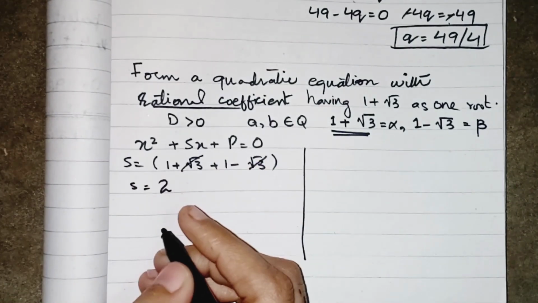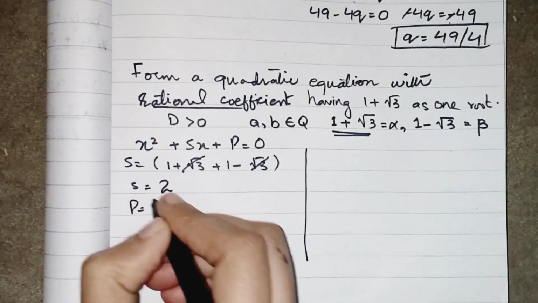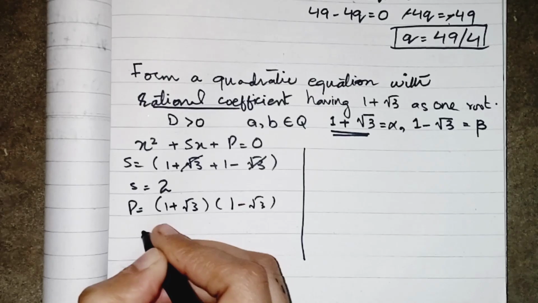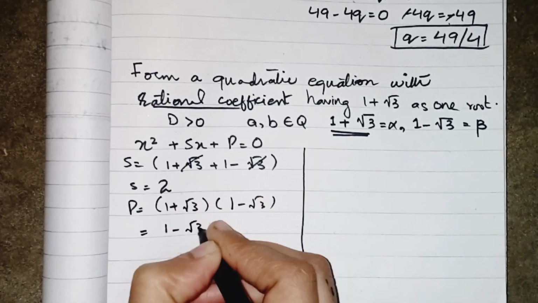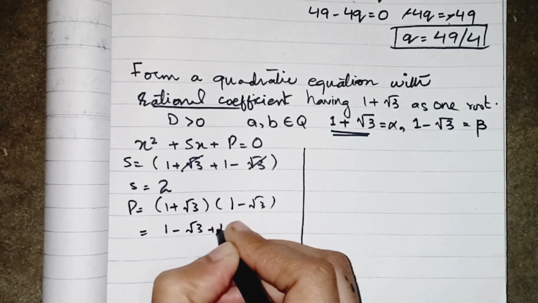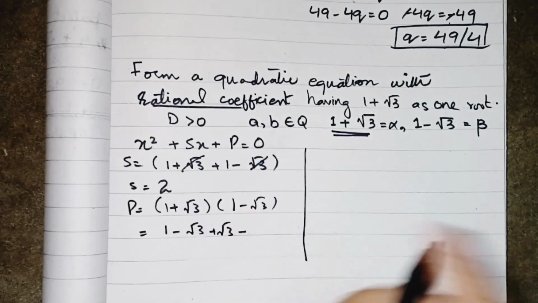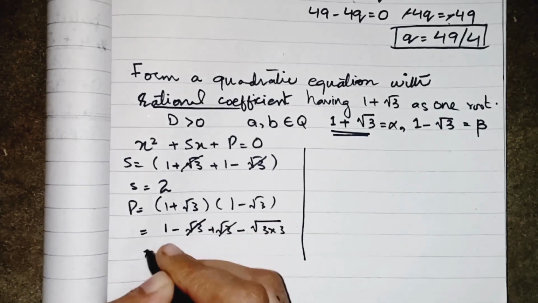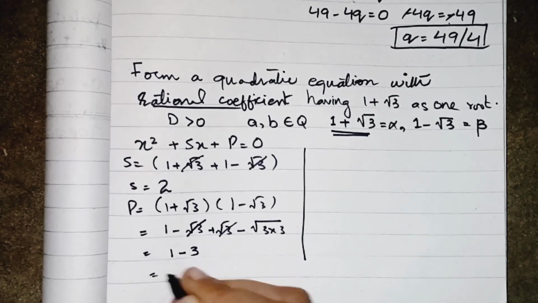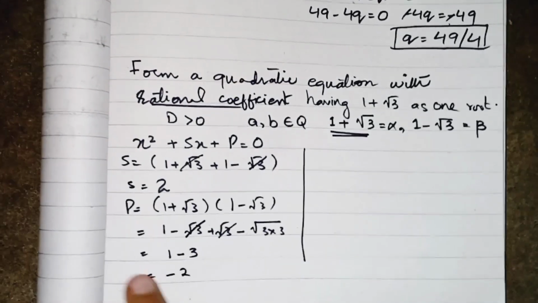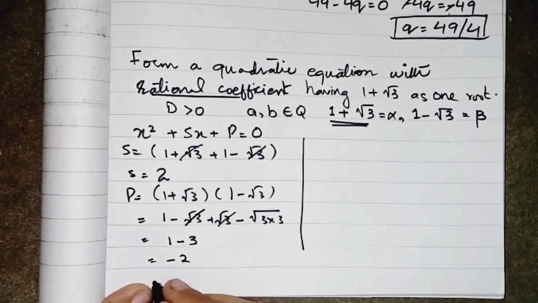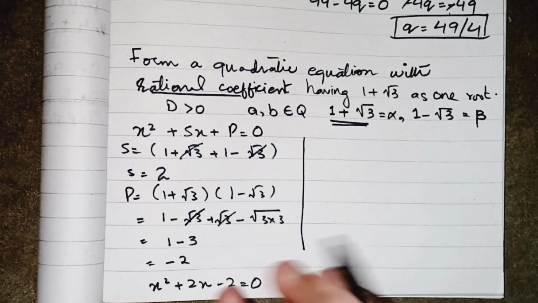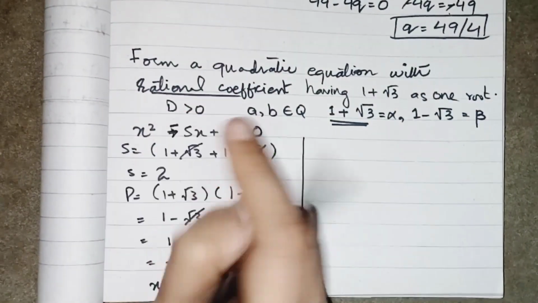And what will be the product? We have to multiply both of them: 1 plus root 3 multiplied by 1 minus root 3. 1 into 1 gives us 1. 1 multiplied by minus root 3, plus root 3 multiplied by 1, cancel out, and minus root 3 multiplied by root 3 gives us minus 3. 1 minus 3 will result in minus 2, which means our equation will be x square minus 2x minus 2 equals 0. Minus 2x, because in the standard formula we have a minus sign.